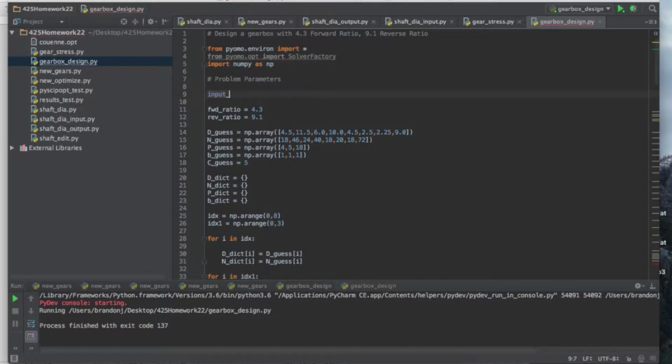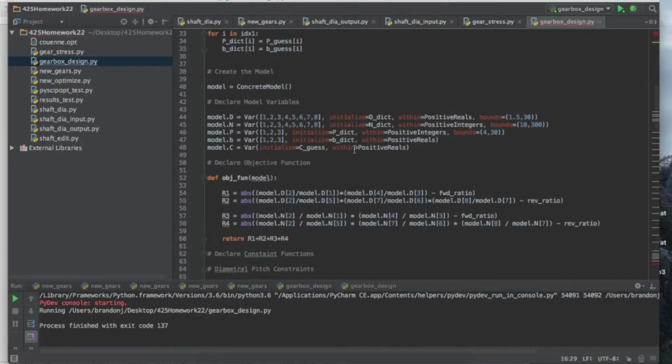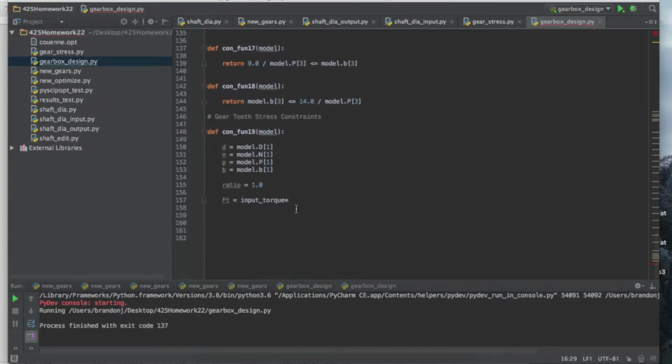Input torque is equal to 1400.53333. That is in pound-inch. This is the torque that you will calculate if we are running at 100 horsepower at 4,500 RPM. 1400.5 pound-inch is the resulting torque, so that's what we're going to use. That's the torque. Okay, we need to multiply that by the ratio.